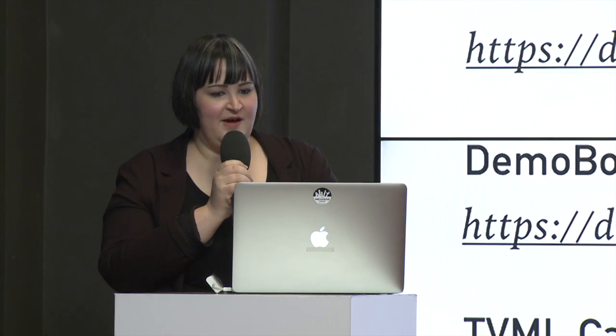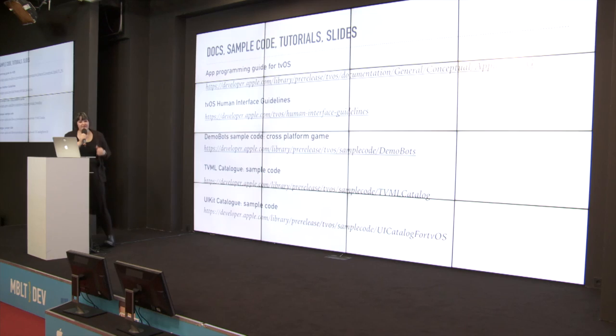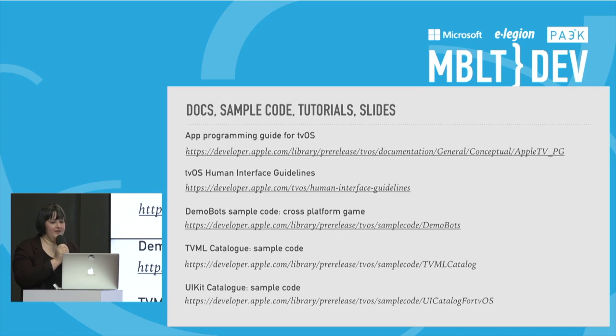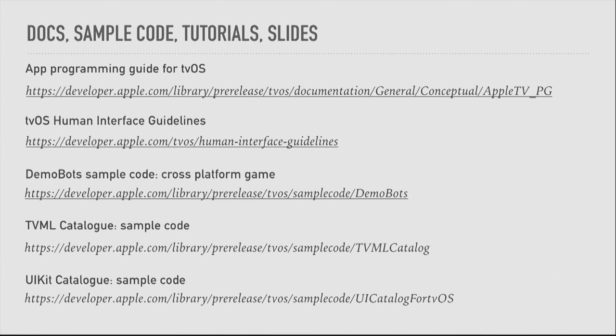So I've got a few resources to finish up with. Basically, if you want to get started with tvOS, the app programming guide for tvOS is really excellent. And the human interface guidelines. The DemoBot sample code is really great. It's a cross-platform game that runs on Mac, iOS, and tvOS, so it shows how to handle a lot of that. There's the TVML sample code, as well as a UIKit sample code that catalogs everything.